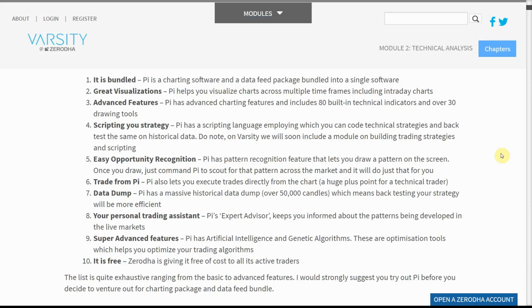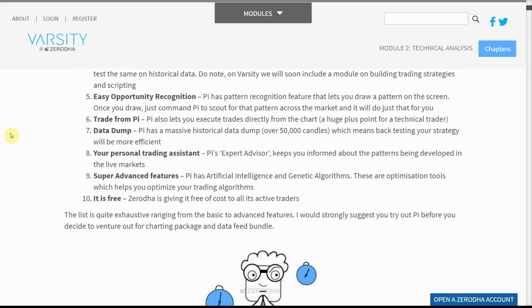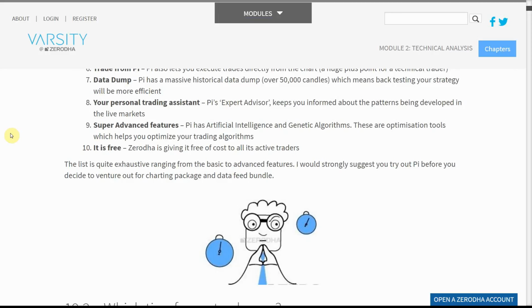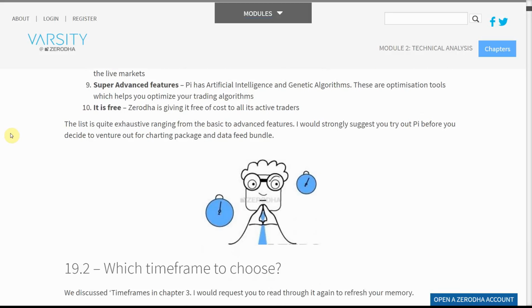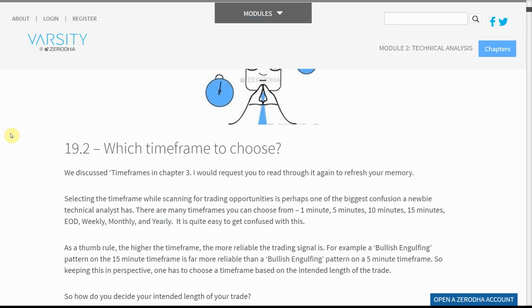Your personal trading assistant. Pi's expert advisor keeps you informed about the patterns being developed in the live markets. Super advanced features. Pi has artificial intelligence and genetic algorithms. These are optimization tools which help you optimize your trading algorithms. It is free. Zerodha is giving it free of cost to all its active traders. The list is quite exhaustive, ranging from the basic to advanced features. I would strongly suggest you try out Pi before you decide to venture out for a charting package and data feed bundle.